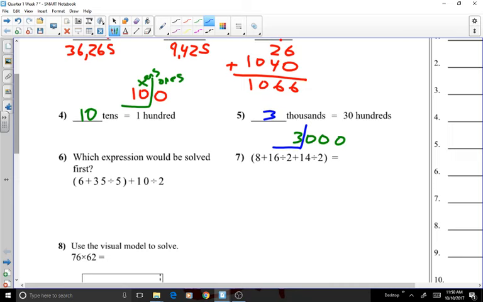Number 6, which expression would be solved first? Obviously, we're going to look at the parentheses first because of PEMDAS, order of operations. Okay, but once we're inside the parentheses, what do we do first? Any exponents? No. Any multiplication or division? Yes. So we'll do this first. 35 divided by 5 is 7. Bring everything else down.